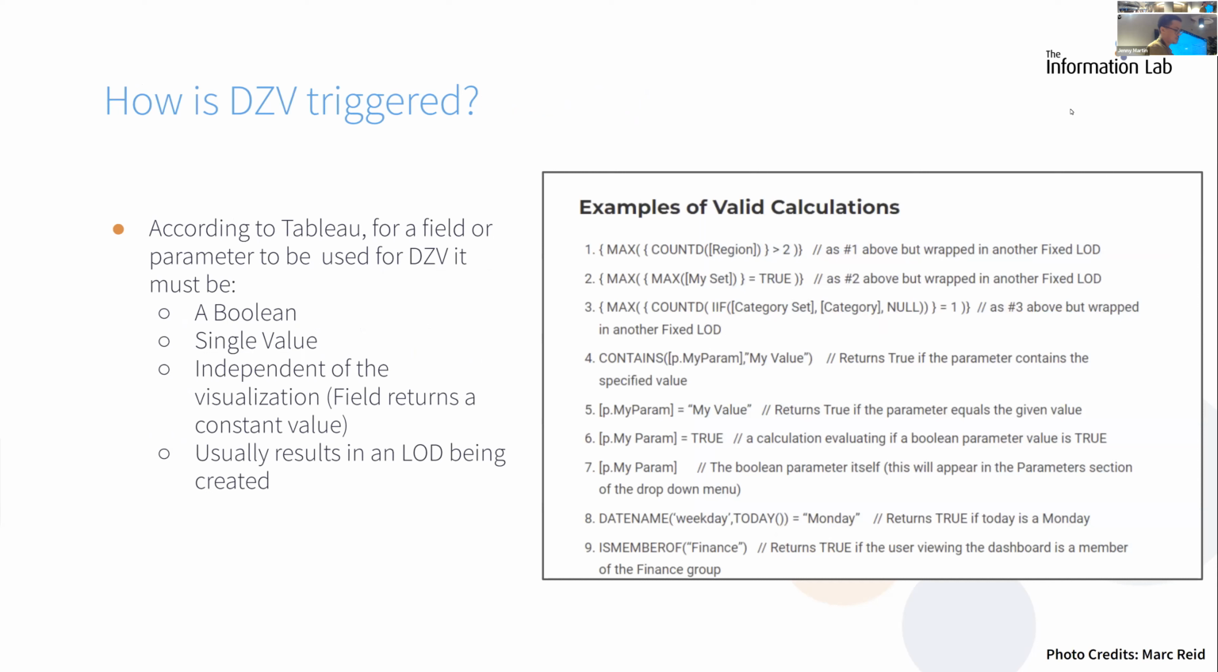So dynamic zone visibility is triggered by a Boolean. It has to be a single value returned, and it needs to be independent of the visualization itself. Usually this means using an LOD, and I know I don't like to use LODs. Maybe you feel the same. It's not my preferred calculation, but LODs are basically a core requirement for a lot of the dynamic zone visibility calculations that we'll be looking at today.